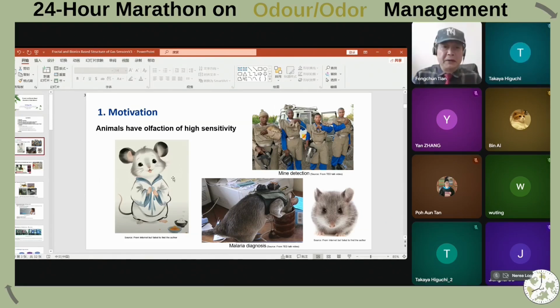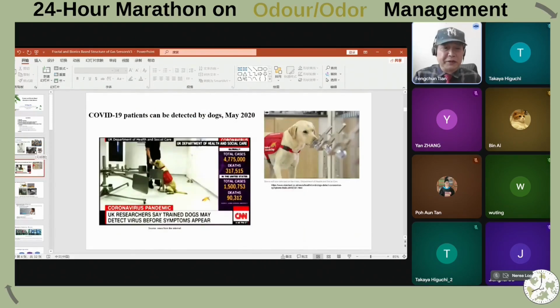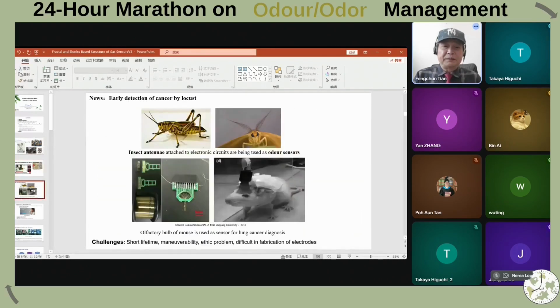Okay. So, yeah, the motivation. As we know, animals have olfaction of high sensitivity. For example, the mouse. Sometimes they are adorable because they have contributed greatly to our medical experiment, and they can be used in mine detection, and also some disease detection, also for COVID-19 and for cancer detection.